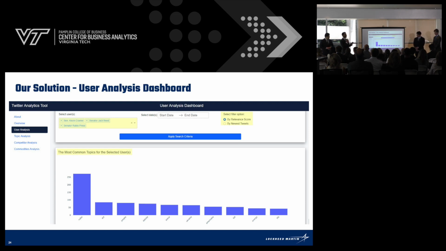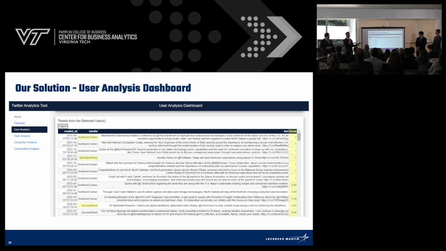Presented here, we are then presented with the most common topics for those users, and this would be useful for allowing the user to see what the main topics of conversation are for either one user or a group of users. And then we are also presented with all of the tweets from those users. As we can see here, these 3 folks were the ones selected in the dropdown on the previous slide, and all the relevant scores from their tweets are presented on the right side of the screen.